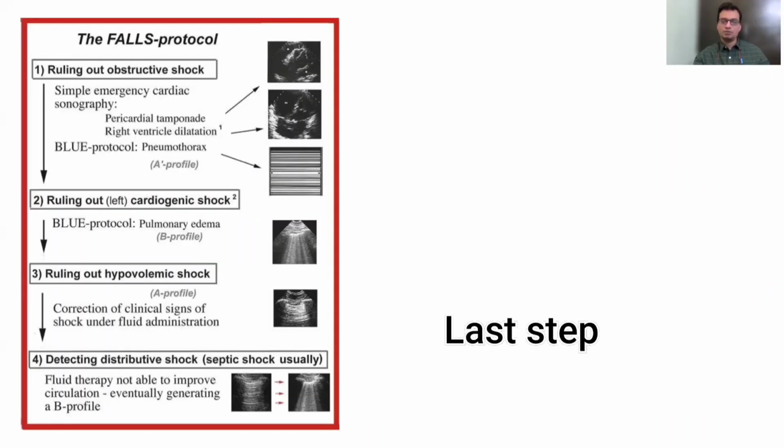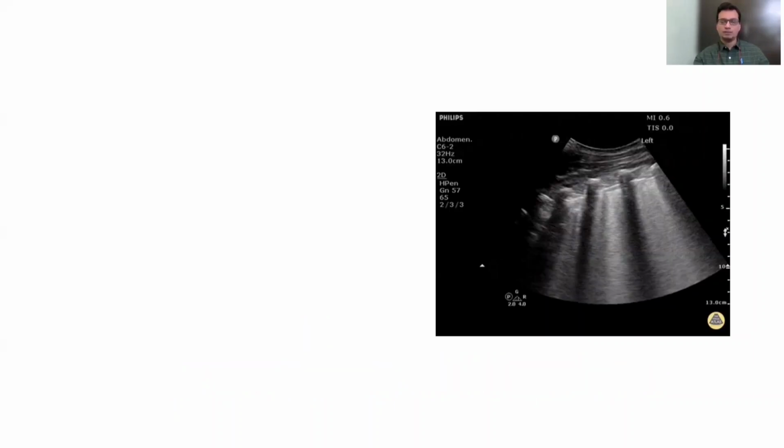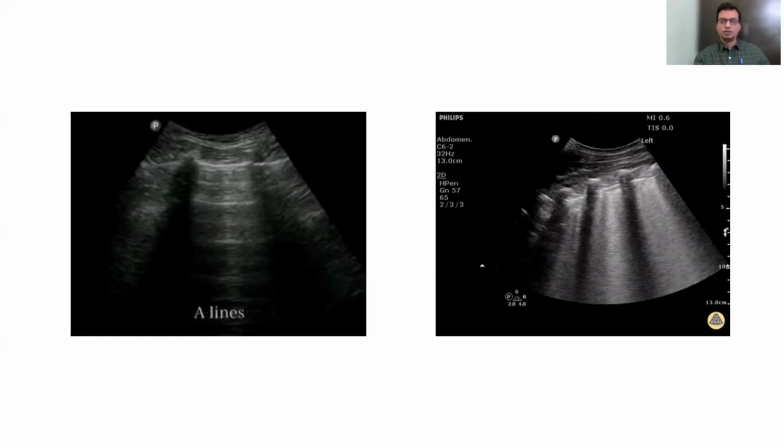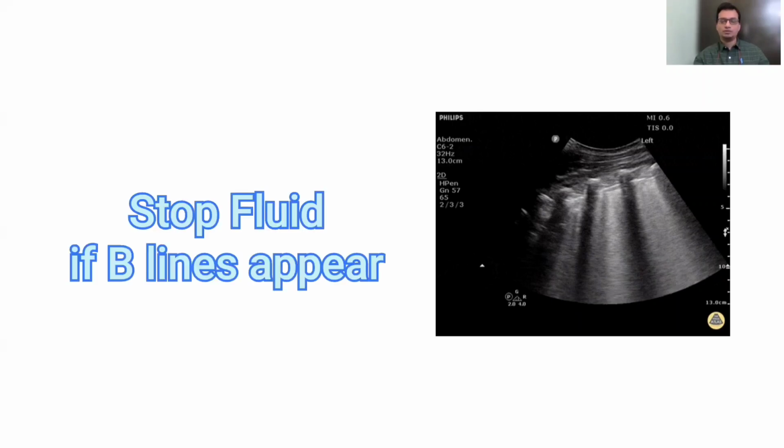Now the last step is to look for the distributive shock. In this step, after fluid administration, the hemodynamics does not change much and a state of fluid overload in the tissues develops. This happens in the lungs too. Eventually, lung rockets appear. The change from A lines to B lines under the fluid therapy occurs at this step called PULSE endpoint. Fluid therapy is discontinued.